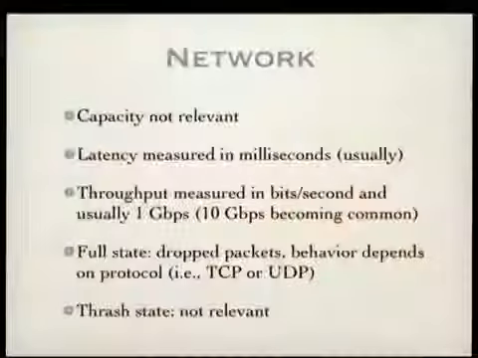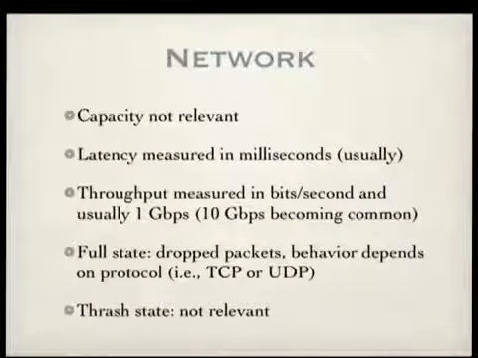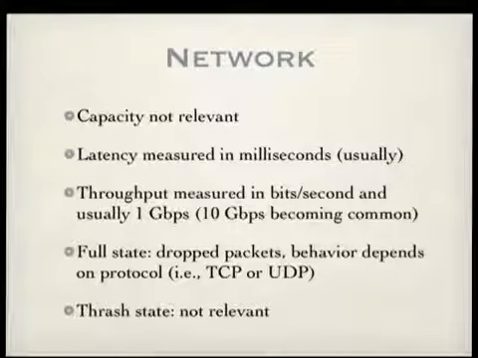Networking, we don't really talk about capacity of a network. We do talk about latency. In a data center, your machines are pretty close together. So they're usually on the order of a millisecond or less apart, half a millisecond maybe, but it's still on that order. Throughput, just to confuse you, is in bits per second.